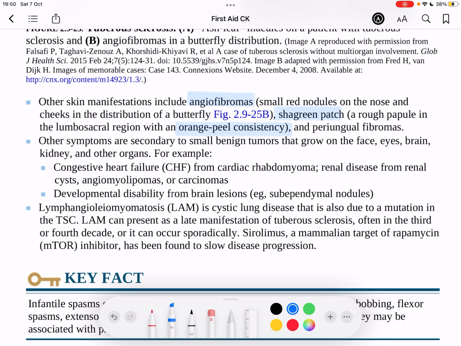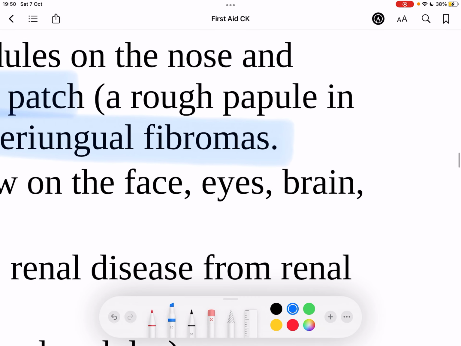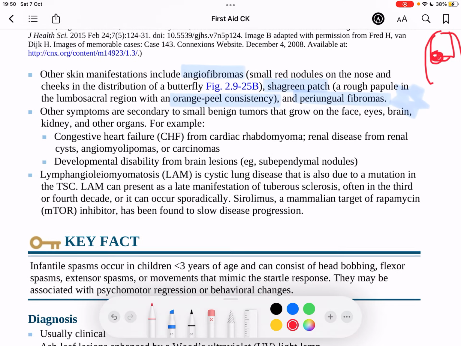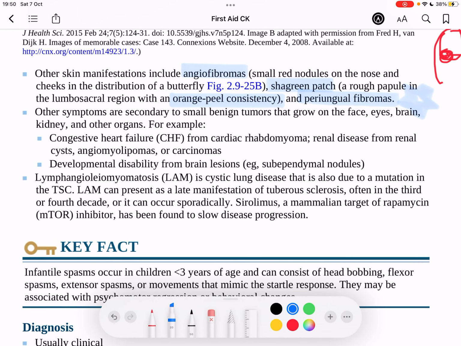And then the very famous periungual fibromas. These are actually really commonly mentioned in USMLE questions, so do look out for those. If this is someone's toe, and that's the toenail, they look like a little flesh-coloured lump just in this area. So look out for those because they're quite often used in questions, in my experience.